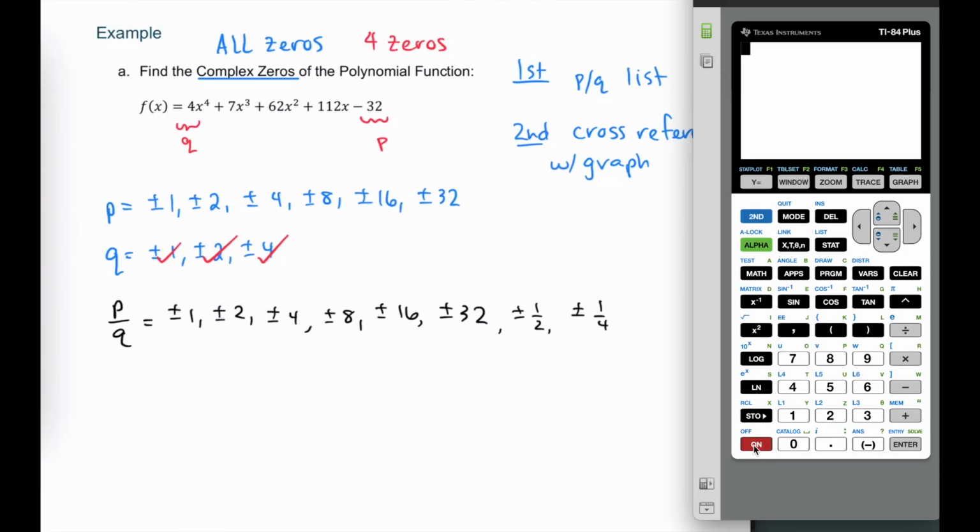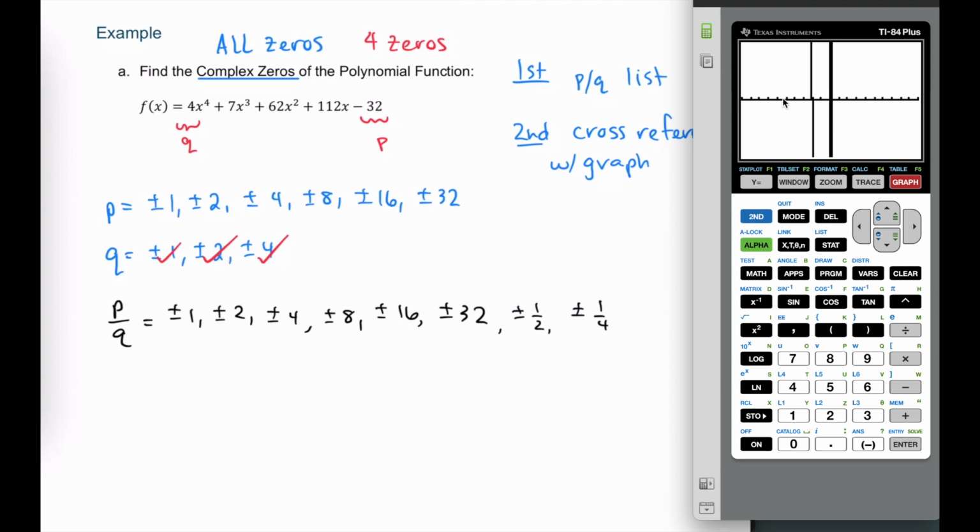So now we're going to cross-reference this with our graph. We come over to our calculator, into the y equals field, and we input our function. 4x to the 4th plus 7x cubed plus 62x squared plus 112x minus 32. And when we come over to our graph, we can barely see any of our graph at all. We could play around with this window here a little bit. It does seem like something else is happening right here.